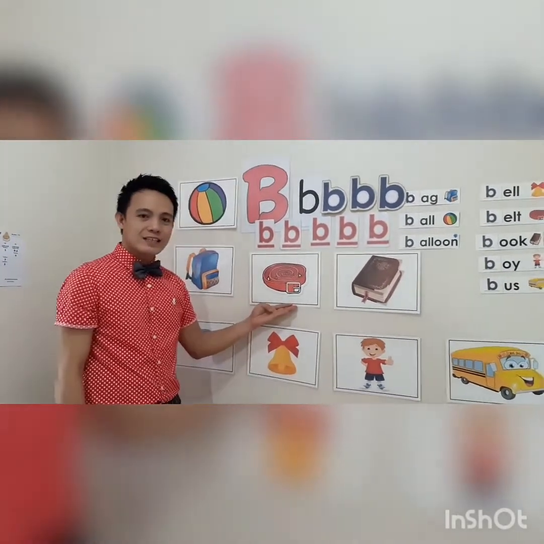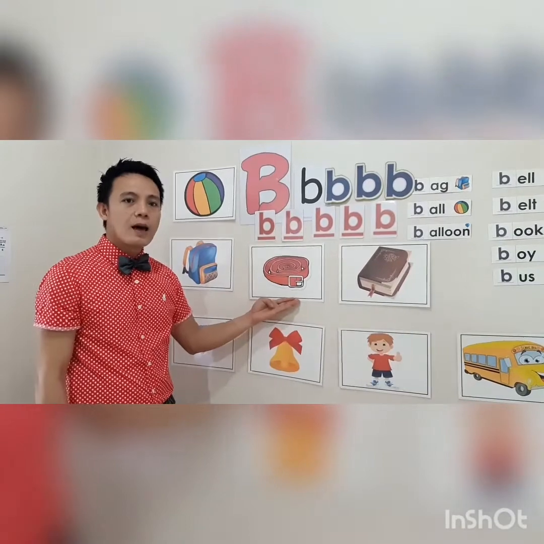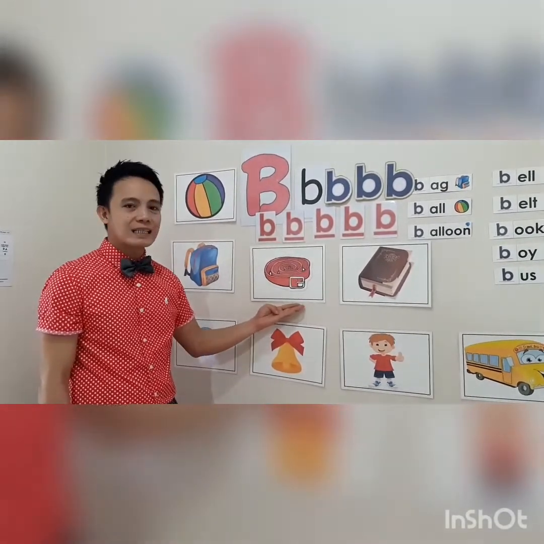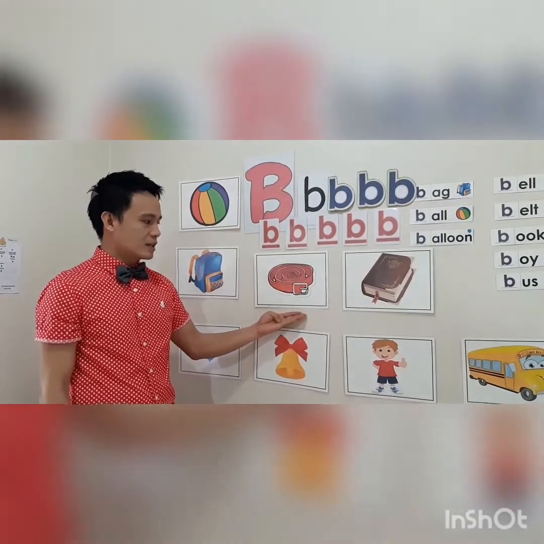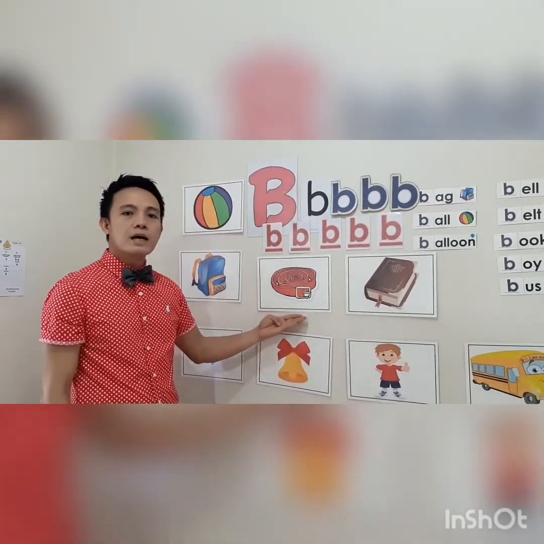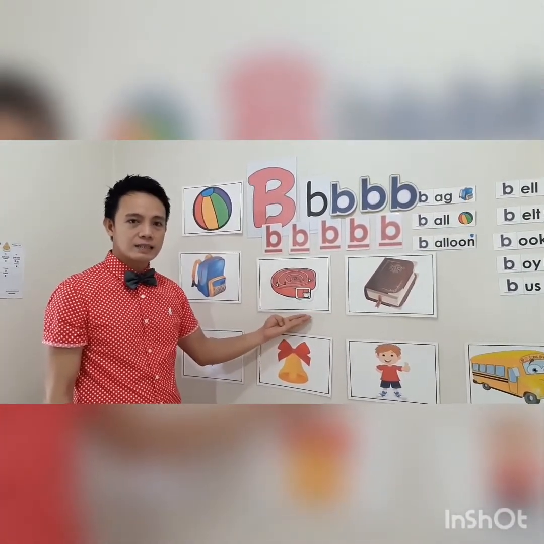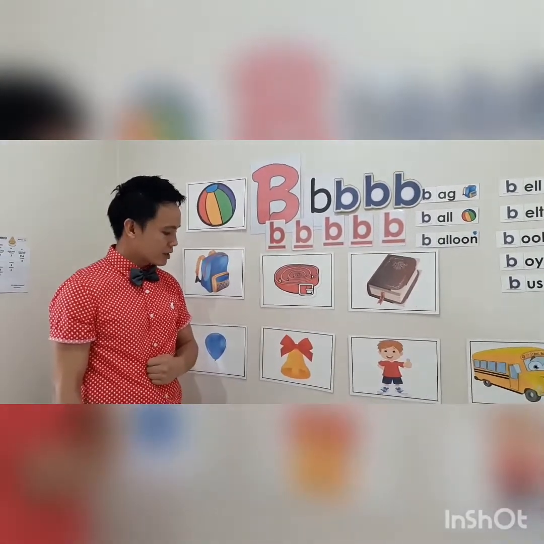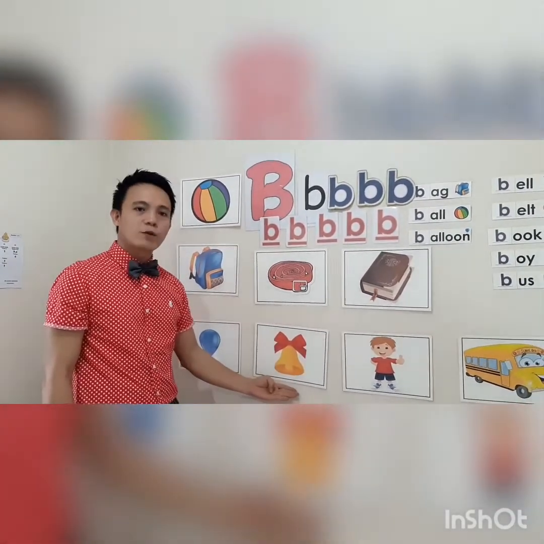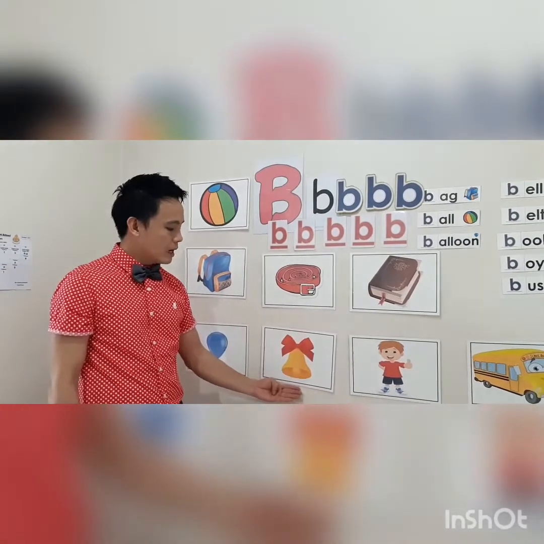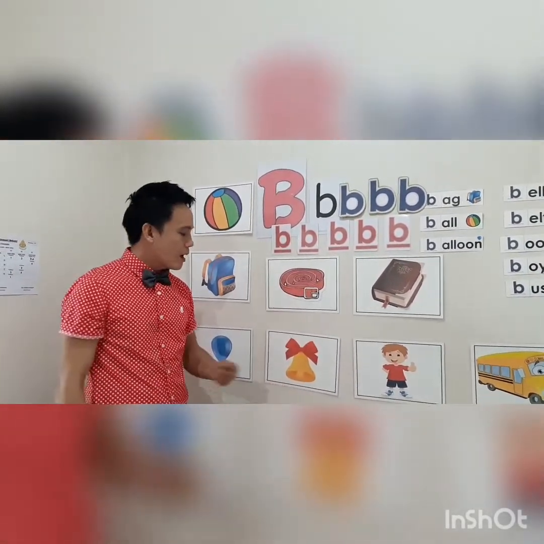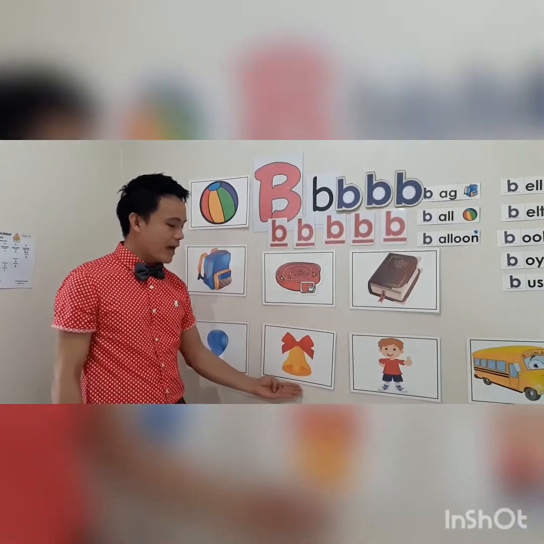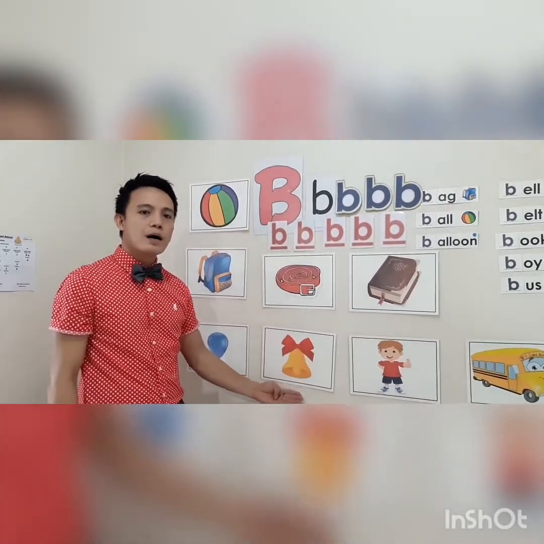B is for belt. B, B, belt. One more time. B is for belt. B, B, belt. Next. B is for bell. B, B, bell. Again, B is for bell. B, B, bell.